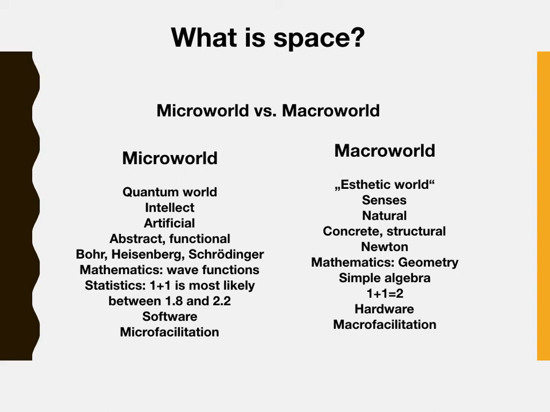I think it's about time to talk about 2 worlds, the micro world and the macro world. Let's start out with the macro world, which is more familiar to most of us. The macro world is an aesthetic world, which does not mean it has anything to do with plastic surgery. It means it's a world we can experience with our senses. We can taste it, we can smell it, we can feel it and see it and hear it. It's a natural world. Even animals can experience the macro world. It is structural and concrete.